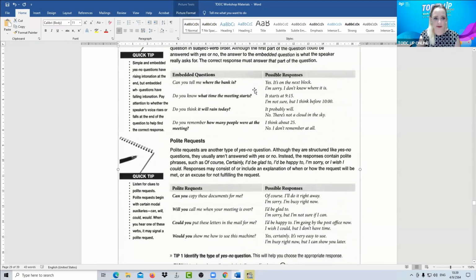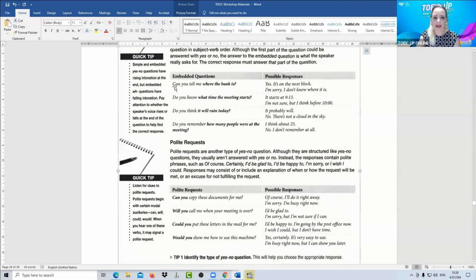So here's some examples. Can you tell me where the bank is? Yes, it's on the next block. If this person only said yes, the person who asked the question will still be waiting for more information. It's on the next block. What does that mean, then, on the next block? It's an American phrase. Does anybody know? If you say it's on the next block, what does that mean?